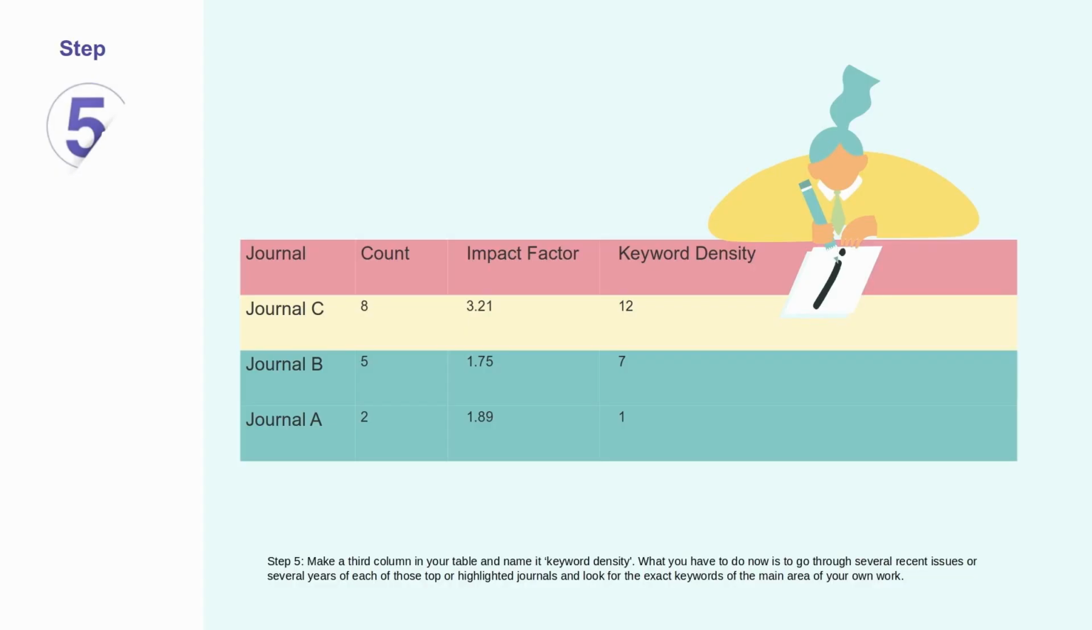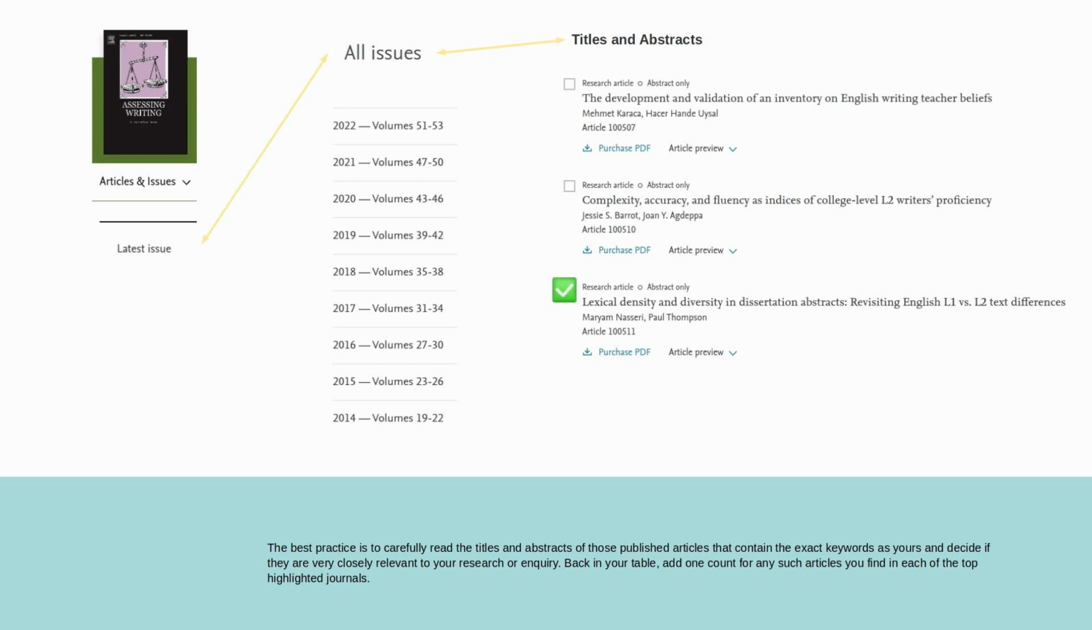Step 5. Make a third column in your table and name it Keyword Density. What you have to do now is to go through several recent issues or several years of each of those top or highlighted journals and look for the exact keywords of the main area of your own work. The best practice is to carefully read the titles and abstracts of those published articles that contain the exact keywords as yours and decide if they are very closely relevant to your research or inquiry.